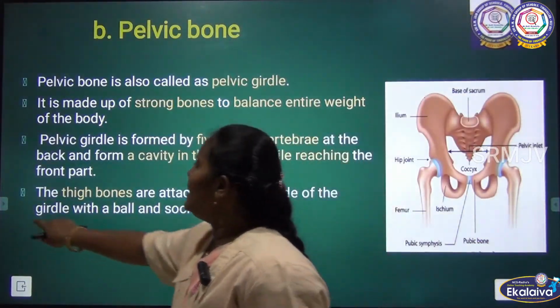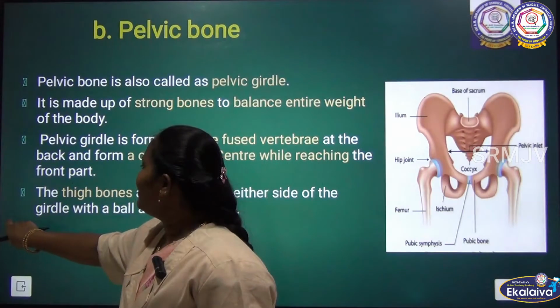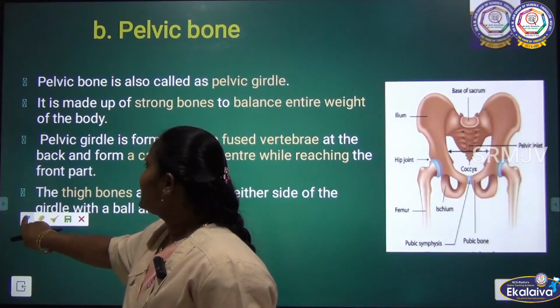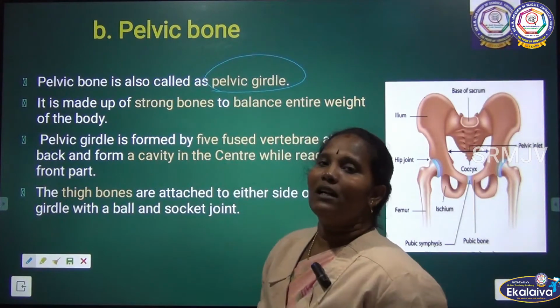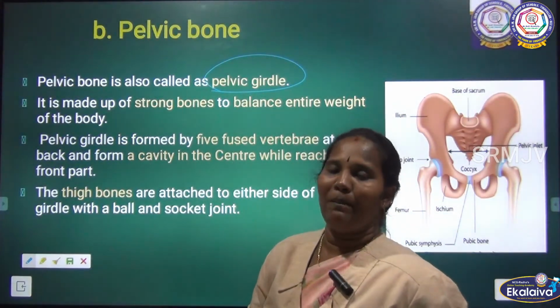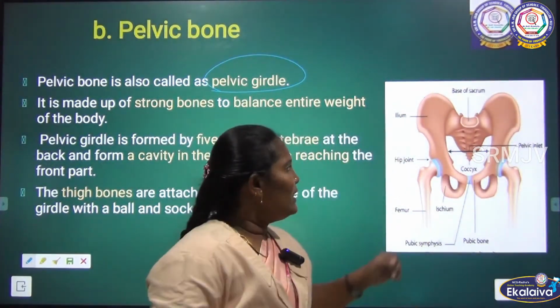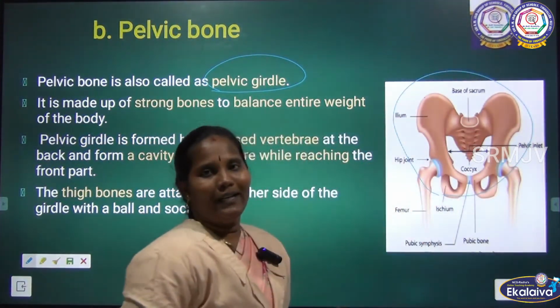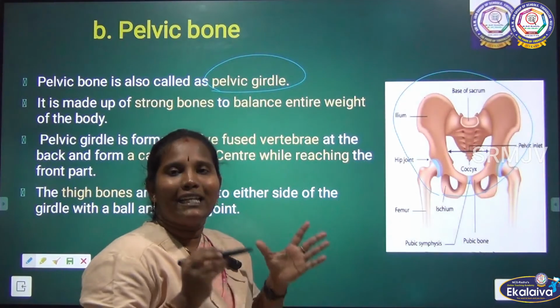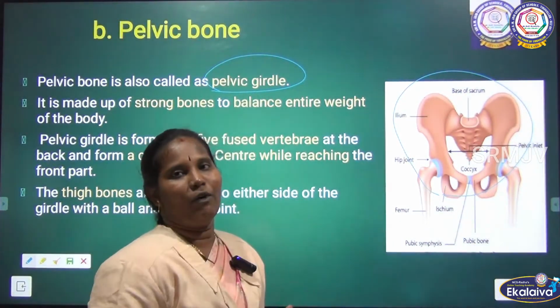Next is the pelvic girdle. The pelvic bone is also called the pelvic girdle, which means our hip bone. This hip bone is the strongest bone. Why? Because it can support all the weight of our body.